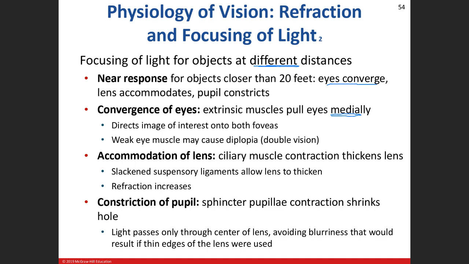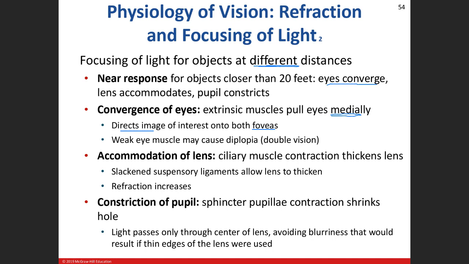What muscle makes your eyes look medial? Do you remember those muscles of the eye, the extrinsic eye muscles? What's the one that sits on the inside of the eye? Medial rectus. The medial rectus is going to pull the eyes inward. It's not the only one, but it's going to play the largest role there. And so as both those eyes converge, we are going to direct the image of whatever we're looking at onto the fovea centralis of each eye. That's our goal.